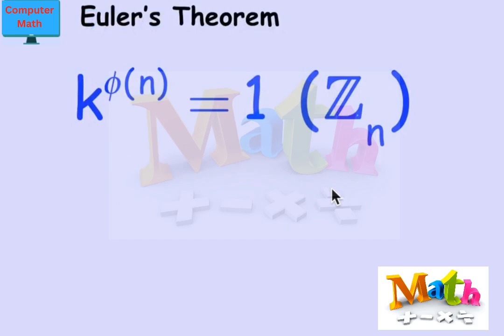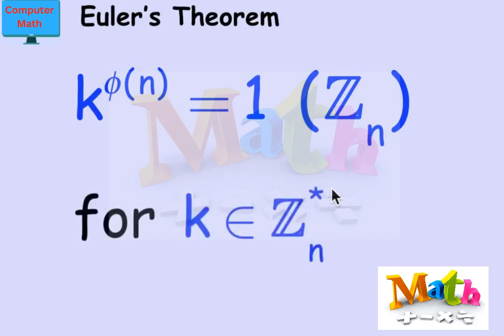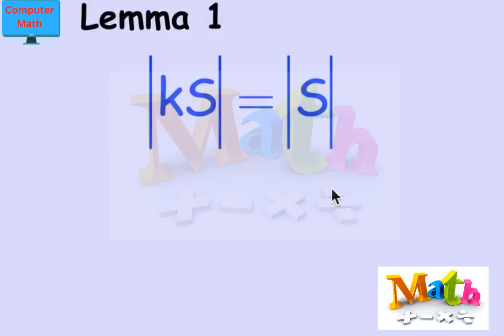So now we can restate Euler's theorem in a slightly more convenient way. Instead of mentioning congruence, we can just talk about equality. Euler's theorem says that if you raise a number k to the power phi of n, it's literally equal to 1 in Zn, at least for those k's that are relatively prime to n, that is, those k's that are in Zn star. And it's going to turn out that the proof of Euler's theorem is actually pretty easy. It just follows in a couple of steps from a couple of simple observations. So let's start on those.